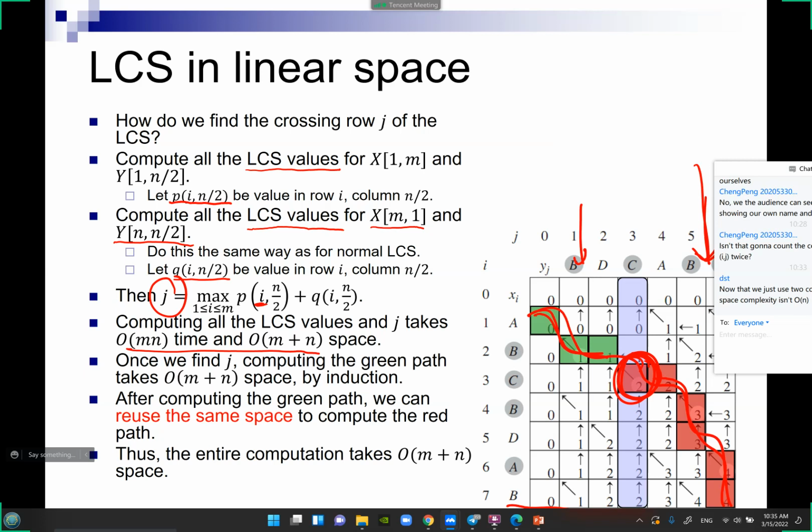I think it depends on how you divide. If y is longer than x, we should divide y in half, and so basically m and n are the same order as each other. Let me think about that a little bit more, and then I'll get back to you about that. But the point is that order n and order m plus n are the same asymptotically.